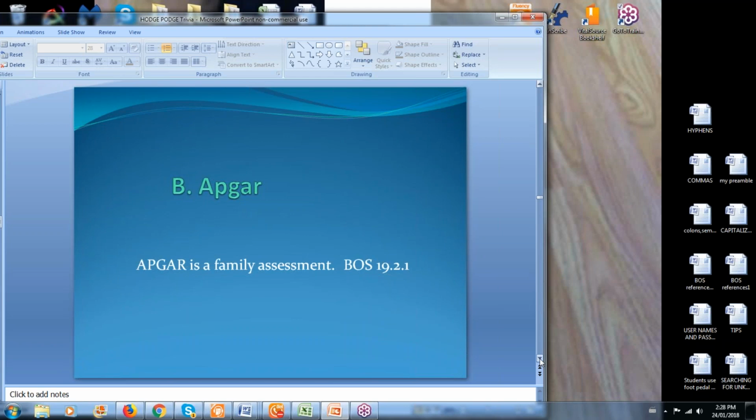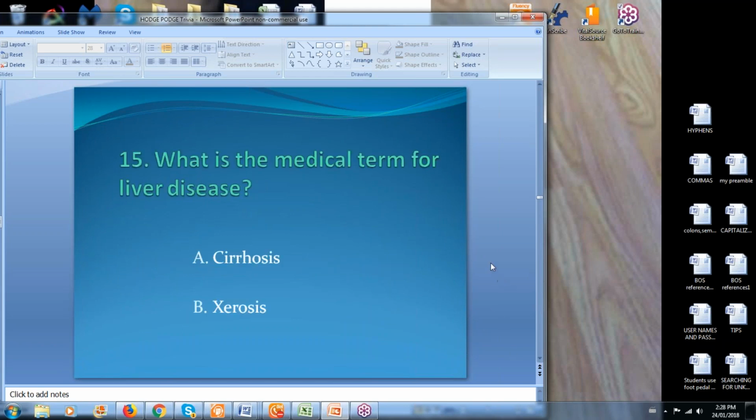Let's see here. 15. What is the medical term for liver disease? Is it A, cirrhosis, or B, well, pronounced the same thing, cirrhosis?